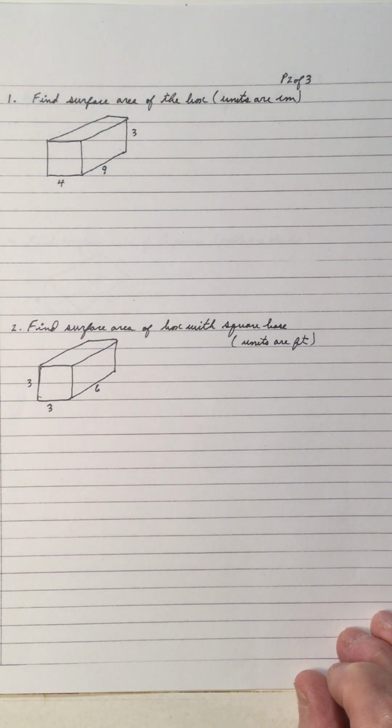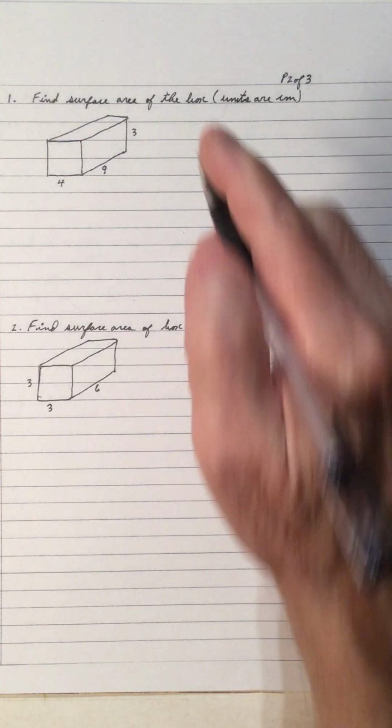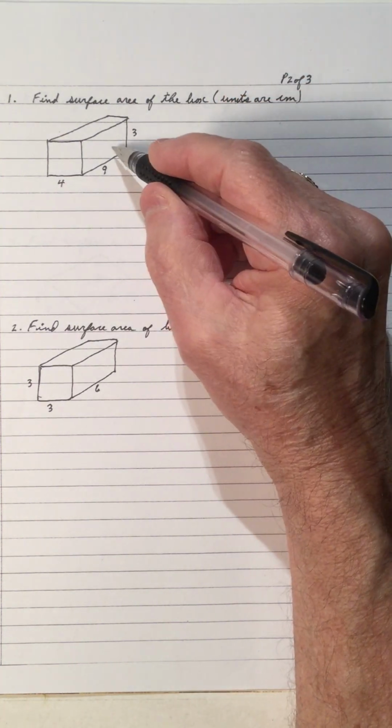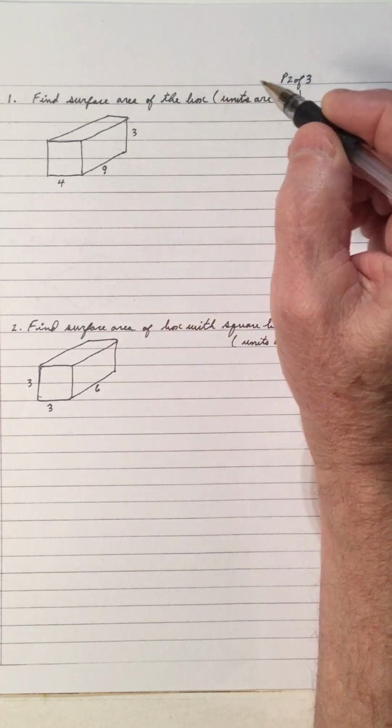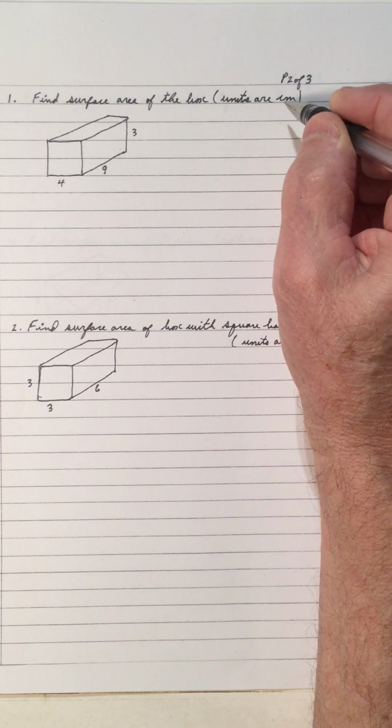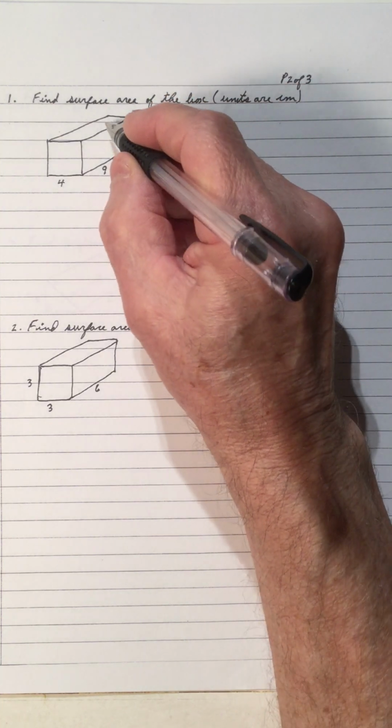This is practice 1A, two parts to review surface area of geometric figures. Number one, find the surface area of the box. The box is down below. This is the rectangular solid, and we have units in centimeters. So the rectangular solid is a box.